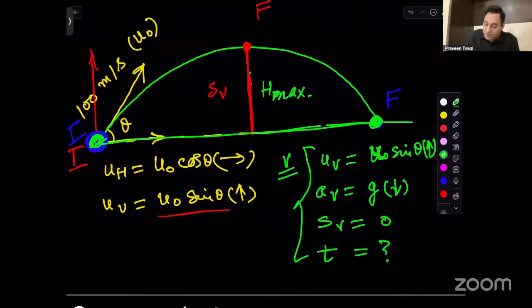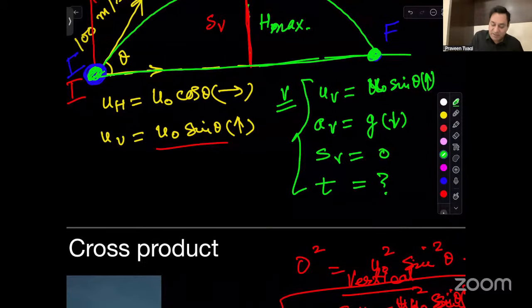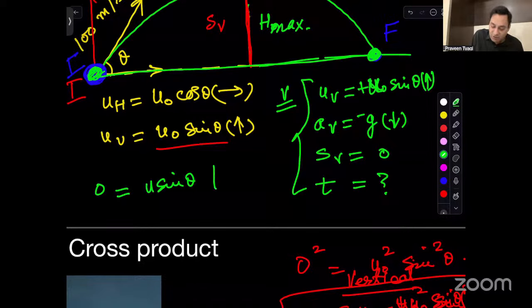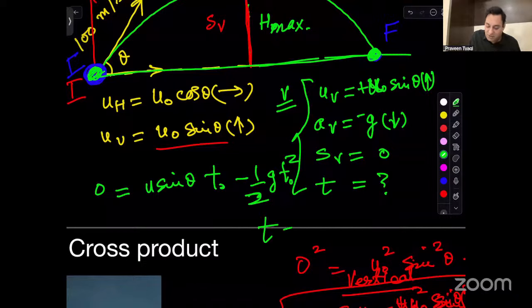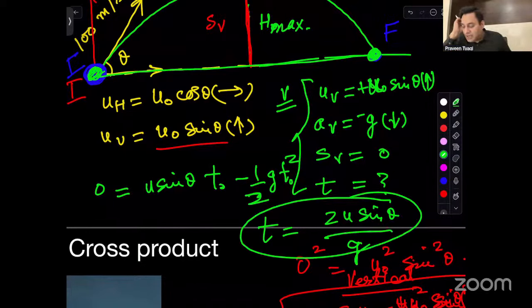For vertical motion, which equation should I use? Using these four unknowns, s is equal to ut plus half at square. So we are assuming upward to be positive, downward to be negative. s is equal to ut plus half at square: 0 is equal to u sine theta into t minus half gt square. And from here you'll get t is equal to 2u sine theta upon g. And these are standard things that are given in all your books, and you will be able to know these results for projectile motion.